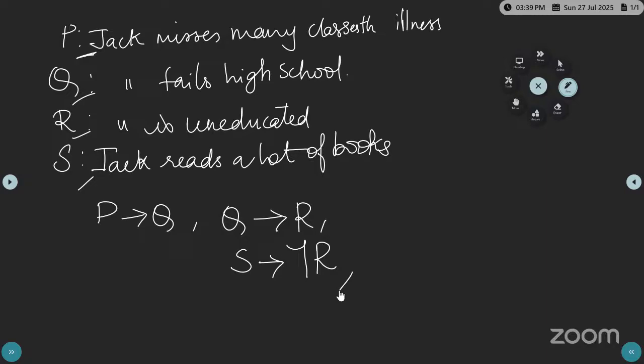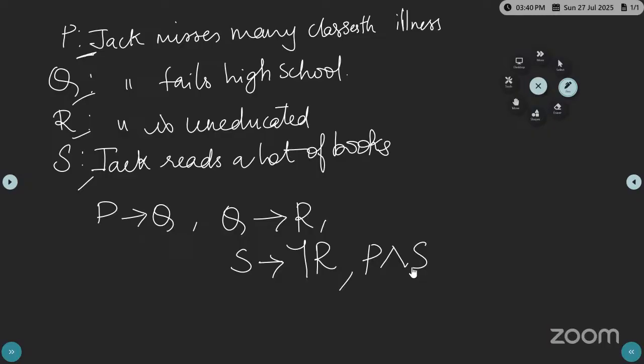Next, what is the fourth one? Jack misses many classes through illness and reads a lot of books. That is P and S. So, this is the question. Remember here, for this you will get 2 marks. For this you will get 1 mark. You have to frame this question. Right? After this, you will get this one.